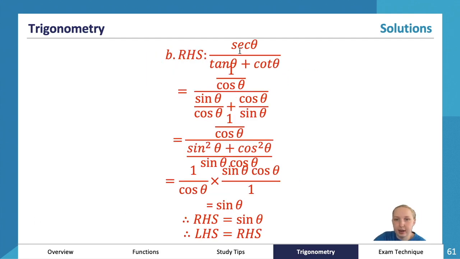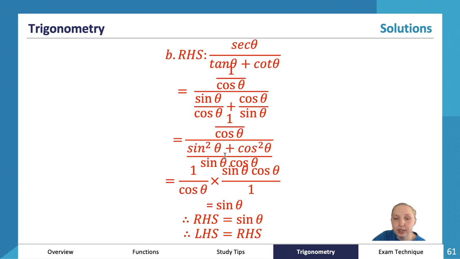Then our right-hand side, we've got sec theta over tan theta plus cot theta. So we can also write sec as 1 on cos theta. We can also write tan as sin theta on cos theta. We can also write cot as cos theta on sin theta. Then moving these and making this denominator just into one fraction, we'll get sine squared theta plus cos squared theta over sine theta cos theta. Then we'll get 1 on cos theta multiplied by sine theta on cos theta on 1.